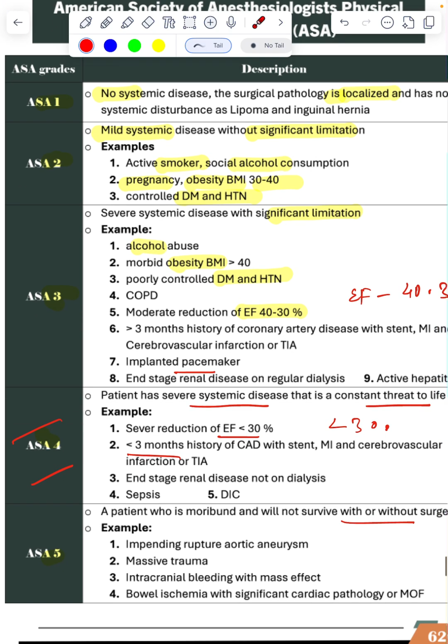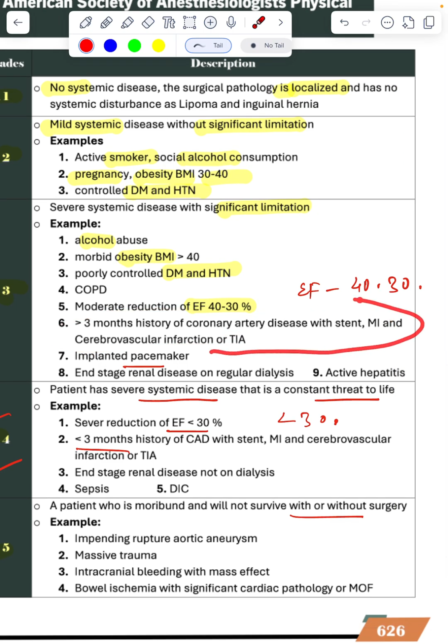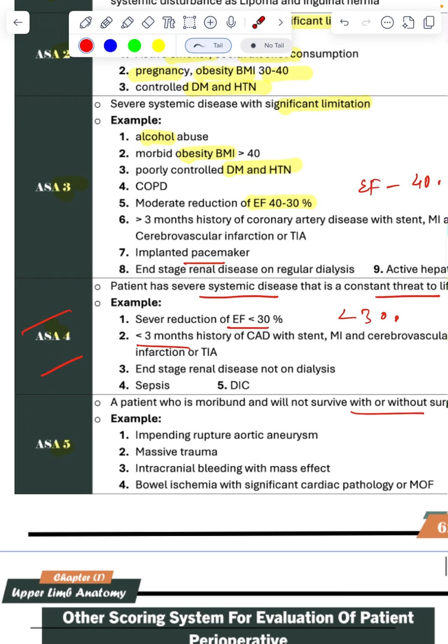More than 3 months history of coronary artery disease and stenting, myocardial infarctions, these are also coming under grade 3, when it was less than 3 months back they have undergone this. Pacemaker, patient is having pacemaker, end stage renal disease, active hepatitis, all these come under ASA grade 3. These are grade 3. Now grade 4, what are grade 4?